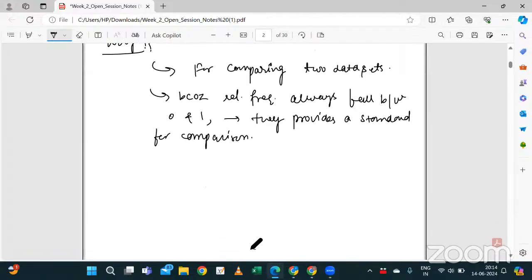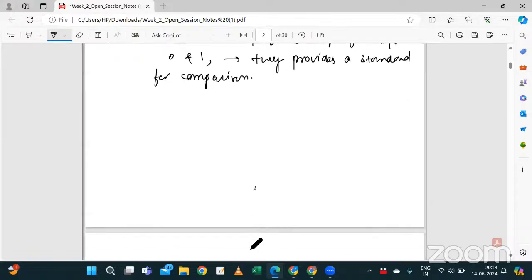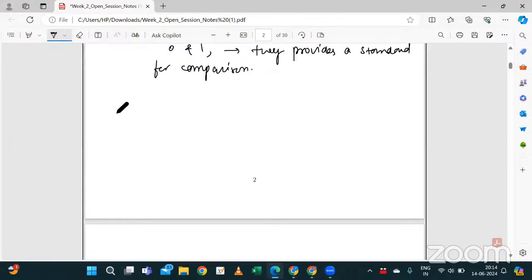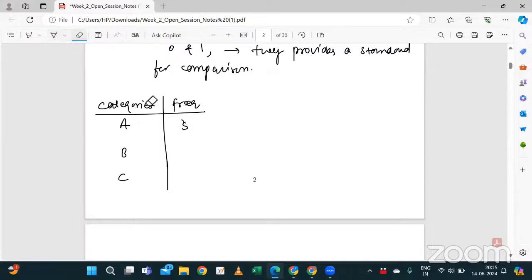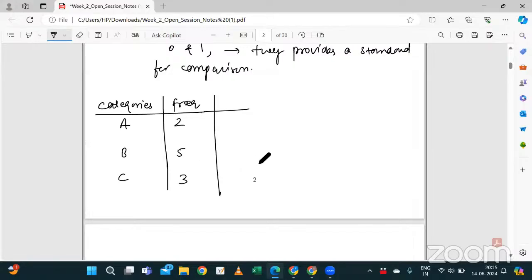I will explain what this means. Suppose I have two different kinds of data sets. Let's say I have categories, three categories, A, B, and C. And let's say the frequencies for each category are, for A, 2, then 5, then 3. So what is the relative frequency?